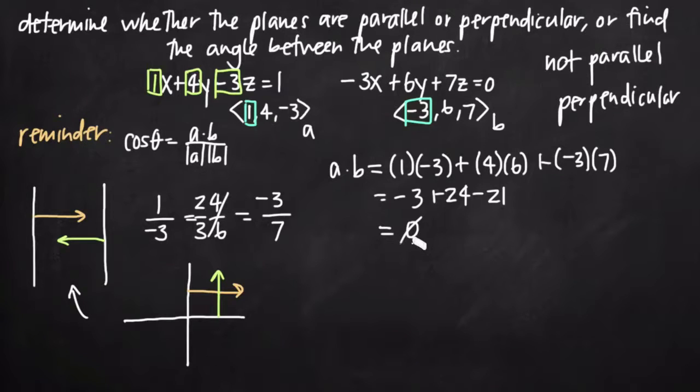However, I want to walk through this with you guys. What if my result here had not been 0? If the result of my dot product is a non-zero number, I can conclude that my vectors are not perpendicular to one another, which tells me that my planes are not perpendicular. If my planes are not parallel and they're not perpendicular, then I know that there's some angle between the planes. How do I find the angle between the planes?